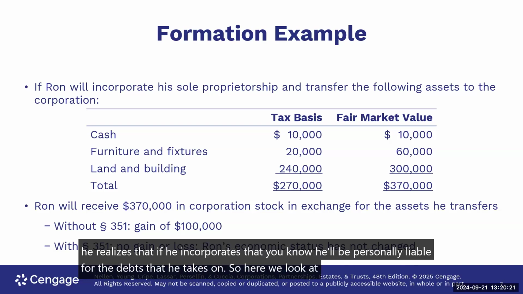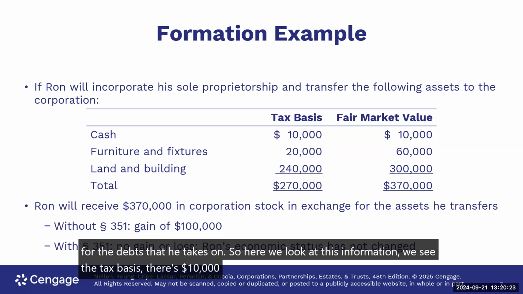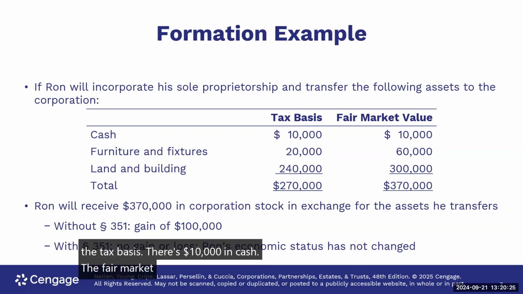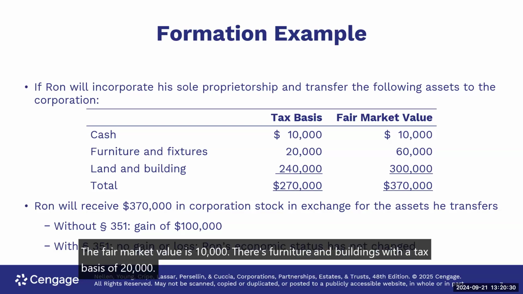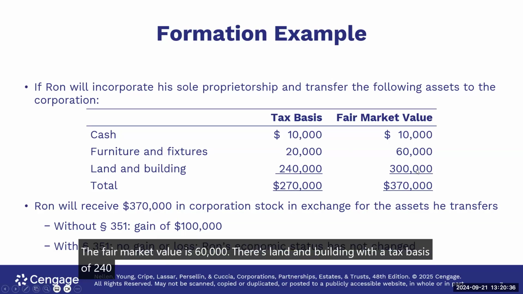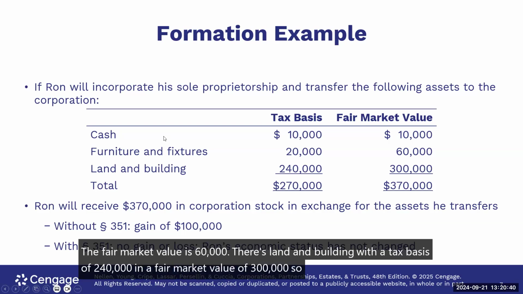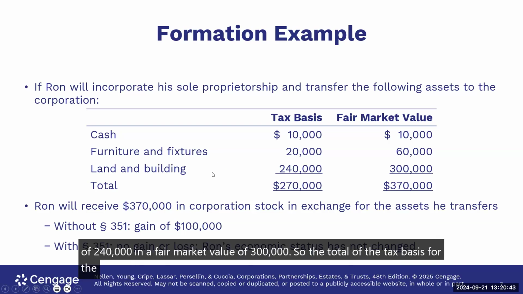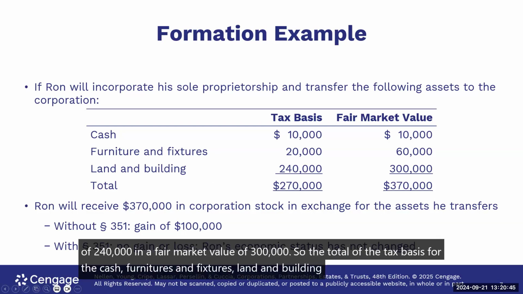We see the tax basis. There's $10,000 in cash. The fair market value is $10,000. There's furniture and fixtures with a tax basis of $20,000. The fair market value is $60,000. There's land and building with a tax basis of $240,000 and a fair market value of $300,000. So the total of the tax basis for the cash, furniture and fixtures, land and building is $270,000.